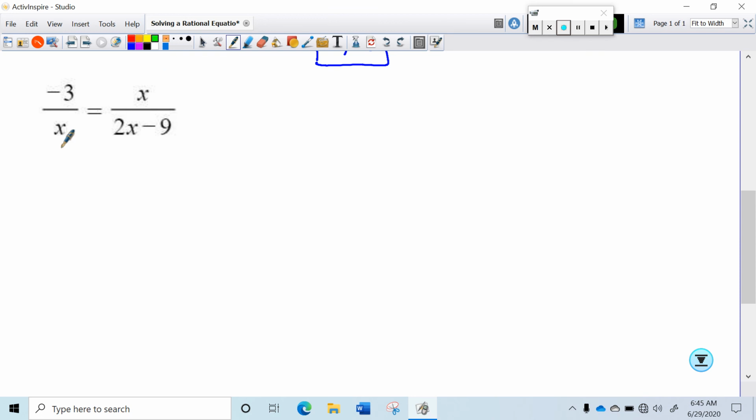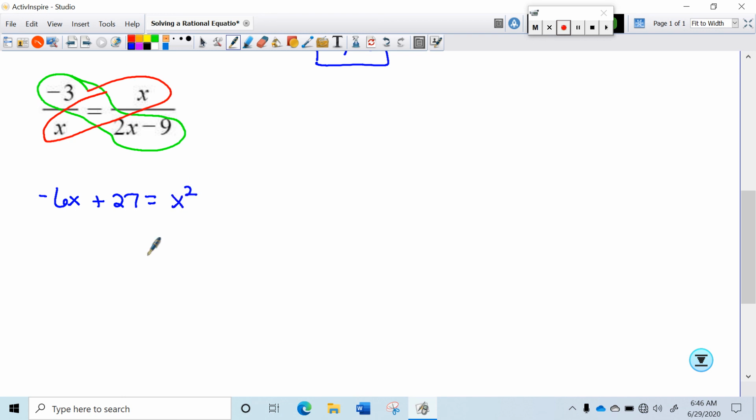So I'm going to cross multiply. That negative 3 gets multiplied by everything. So negative 3 times 2x is negative 6x. Negative 3 times negative 9 is a positive 27. Bring down the equal, multiply the other direction. X times x is x squared.